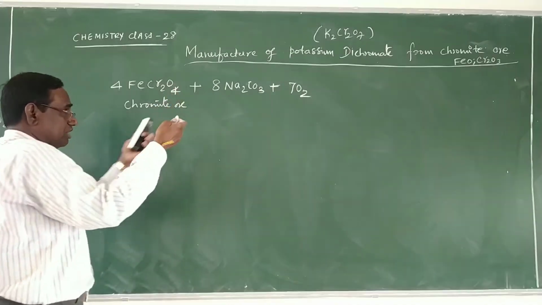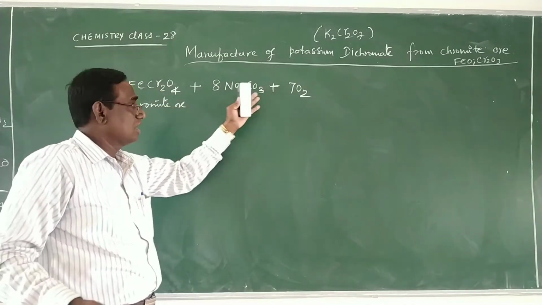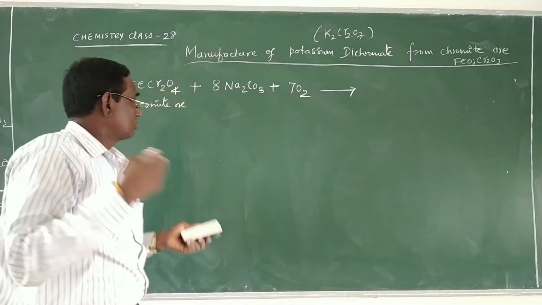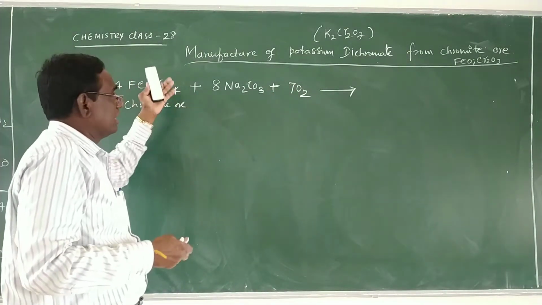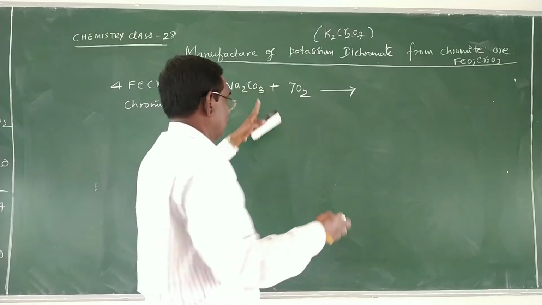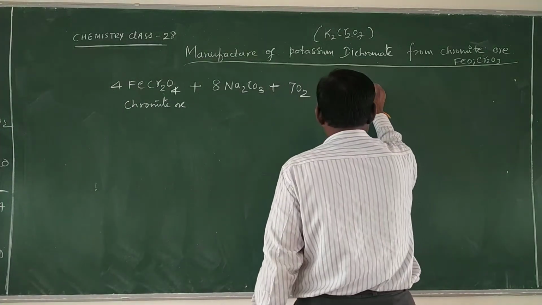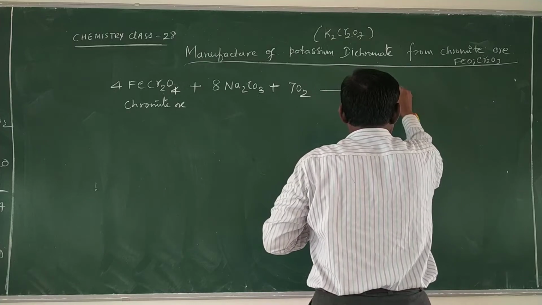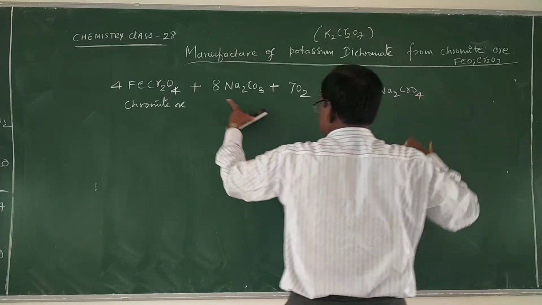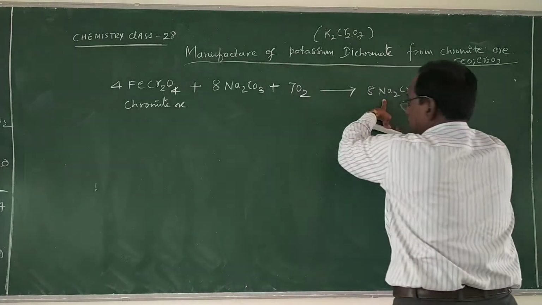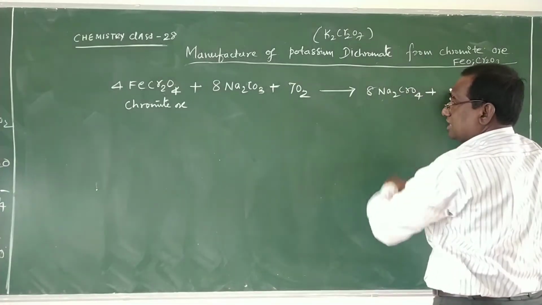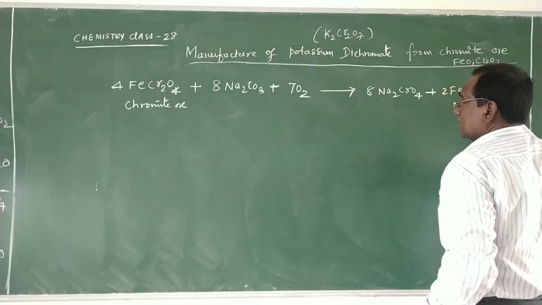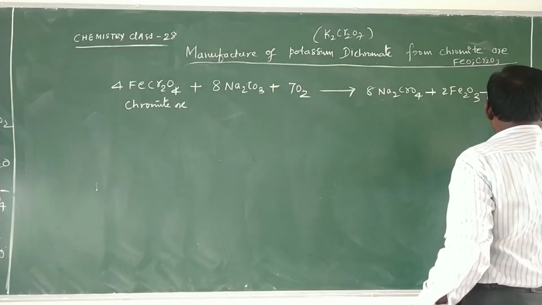This chromite ore is fused with sodium carbonate solution and heated with excess of air or oxygen. So this chromite ore is converted into sodium chromate. What is the formula for sodium chromate? 8Na2CrO4, that is sodium chromate, plus the remaining 2Fe2O3, iron oxide, plus 8CO2, carbon dioxide.